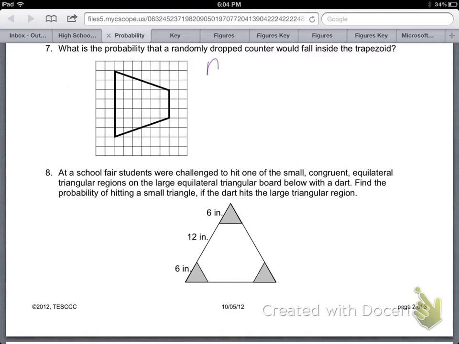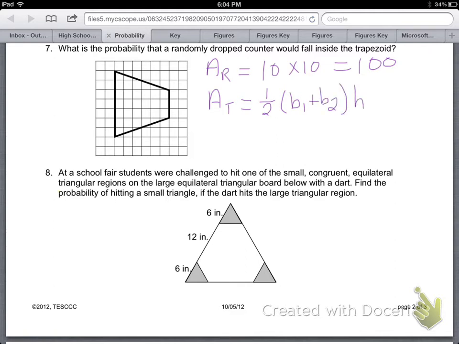So the area of the whole, I'll say the area of the rectangle is 10 times 10, which is 100. Now the area of the trapezoid is found by doing 1/2 (B1 plus B2), which are the bases, times the height.